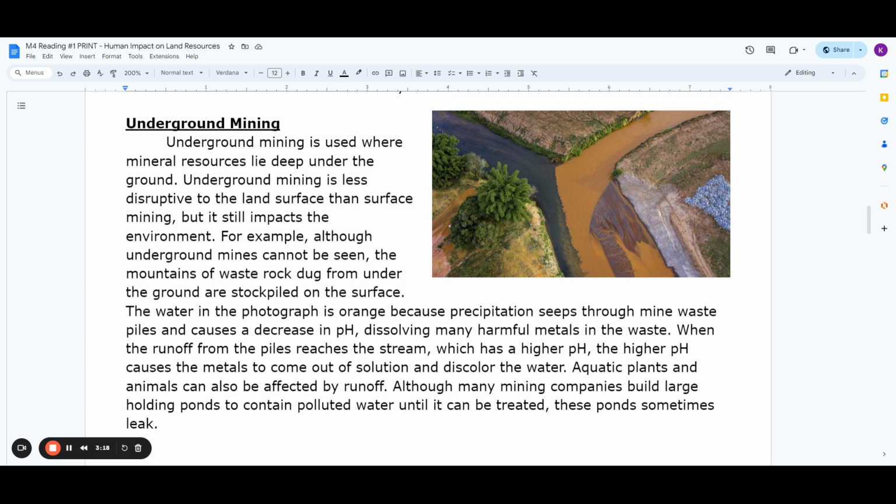When the runoff from the piles reaches the stream, which has a higher pH, the higher pH causes the metals to come out of solution and discolor the water. Aquatic plants and animals can also be affected by runoff. Although many mining companies build large holding ponds to contain polluted water until it can be treated, these ponds sometimes leak.